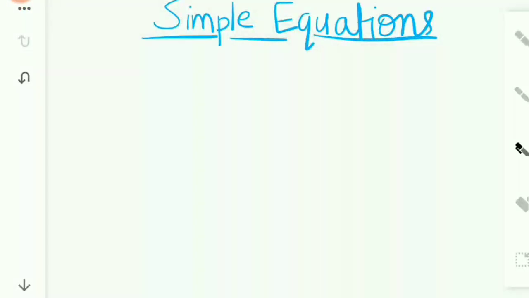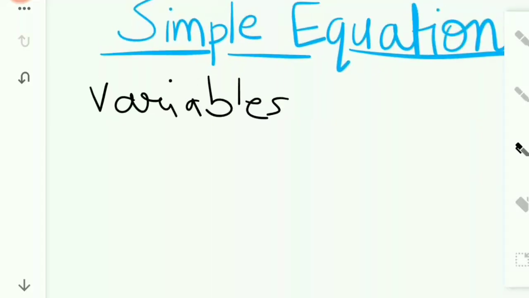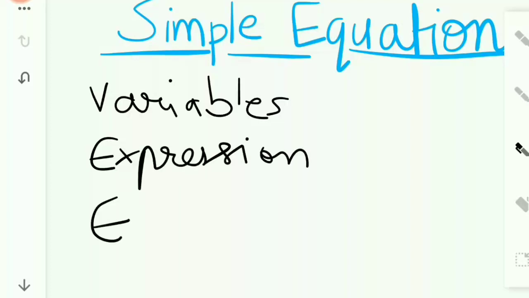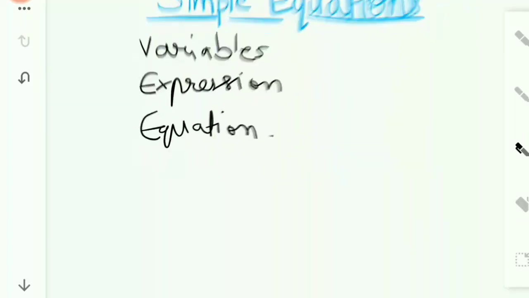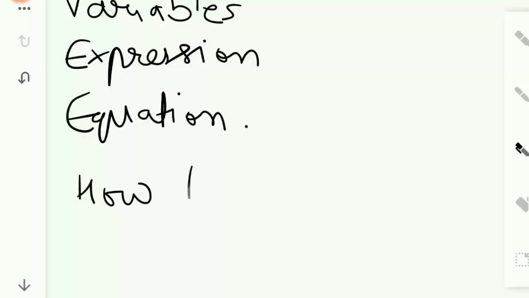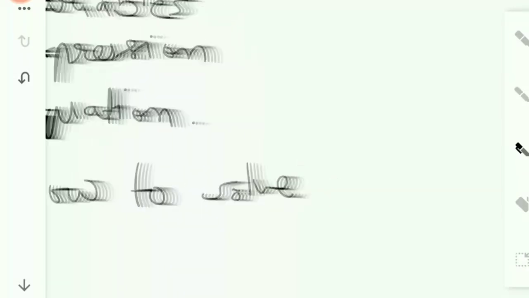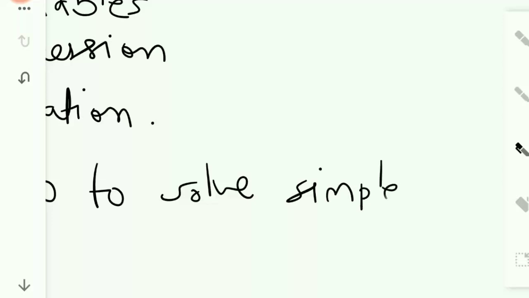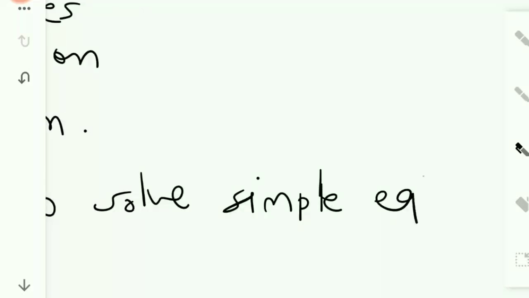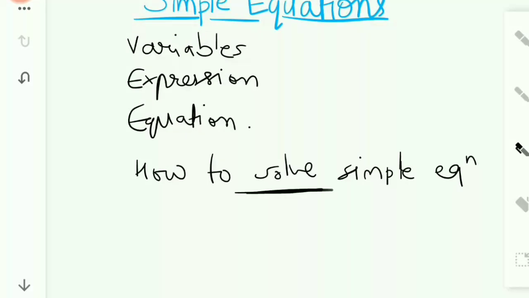Welcome back, students. We are on our next chapter, that is simple equations. In the last video, we saw what are variables, what are expressions, and what are equations. In this video, we'll see how to solve a simple equation and what is a solution. So let's get started.